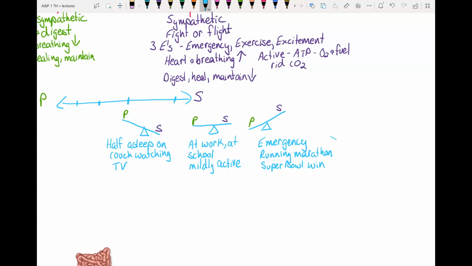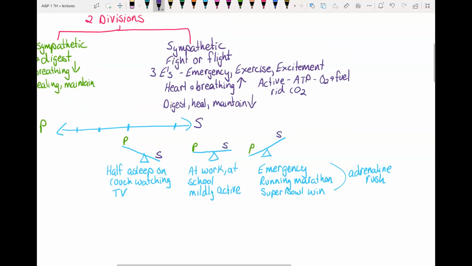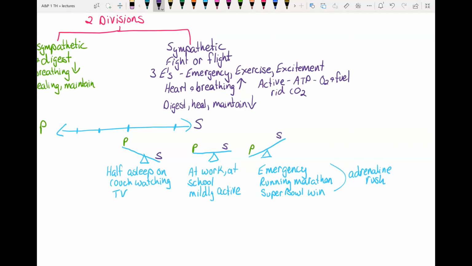This is when you have the adrenaline rush. So an adrenaline rush is part of your sympathetic response. So whenever you have sympathetic, you can add in here fight or flight and adrenaline rush.